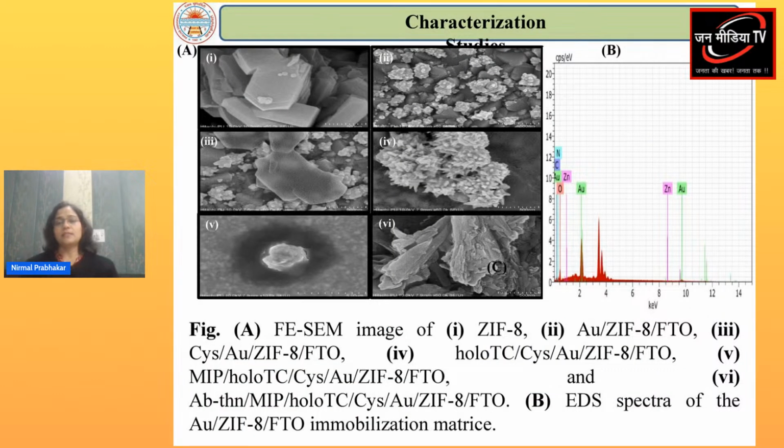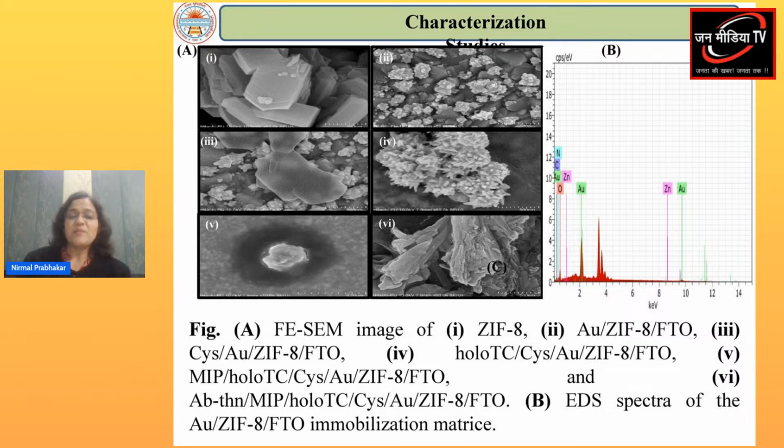So next, this slide includes the characterization studies. Here we have done the SEM images and EDS spectra to check the presence of various elements. So in SEM pictures, we can see first is of GIF8, and then the GIF8 structure is modified after the deposition of gold nanoparticle, and this is further modified when cysteine is attached. After holo TC incubation onto this cysteine modified gold nanoparticle GIF electrode, there is presence of some globular structure in this fourth picture. So we are assuming this is because of the presence of holo TC.